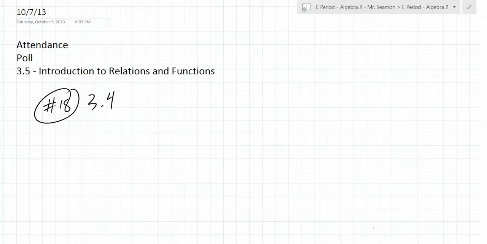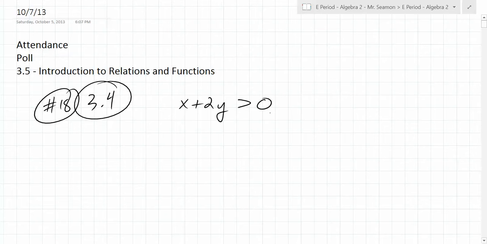Equality. It's going to be x plus 2y is greater than 0. Okay? So what do you have to graph first? So what was that thing you have to graph first? You have to graph... Well, what are you graphing? Are you graphing a pony? What are you graphing? A line. What did we call that line? We called it the boundary line. So that boundary line is x plus 2y equals 0.